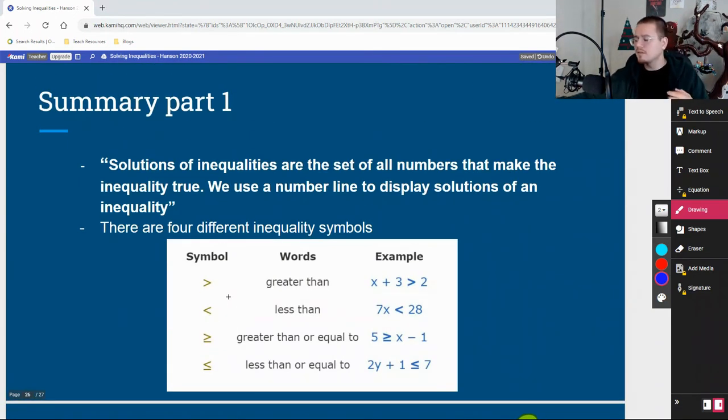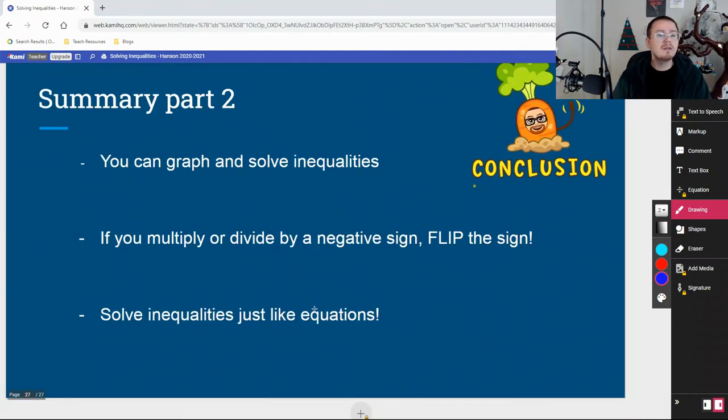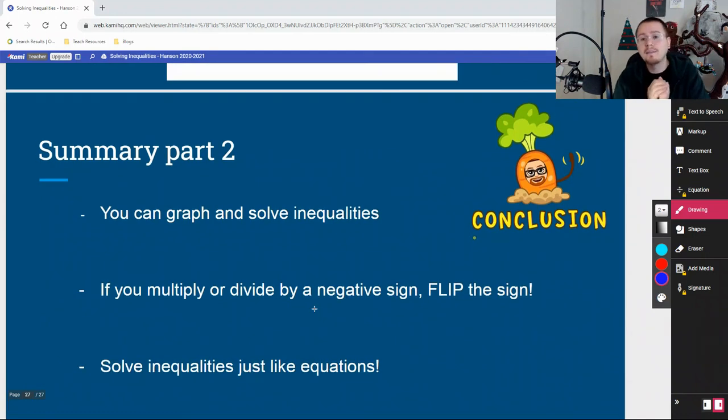All right, so let's recap inequalities. The solutions to an inequality are a set of numbers. It's not just one number like an equation. There are 4 different symbols. I want you to be familiar with them. I want you to know what they mean, which direction they point, what the circles look like on a number line when you graph them. You can graph and solve them. If you multiply or divide by a negative, you flip the sign, and you solve inequalities just like equations.